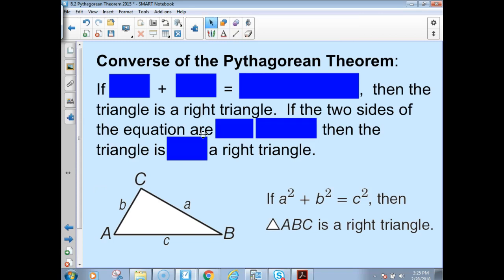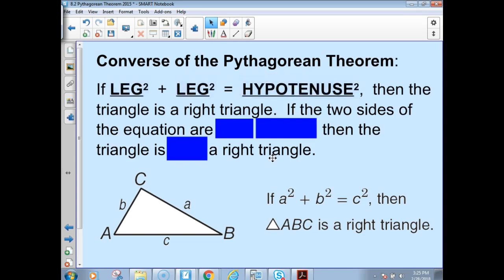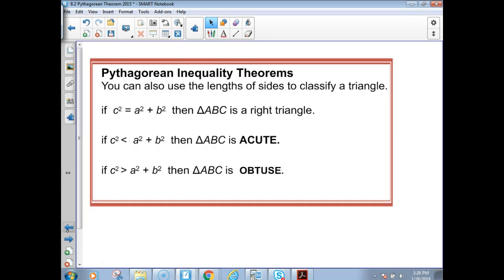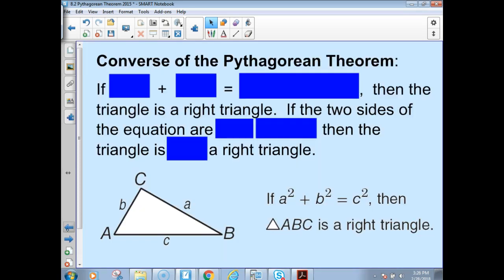Now I want to do a few examples with the converse. If the leg squared plus a leg squared equals the hypotenuse squared, you can write a squared plus b squared equals c squared if you want, then the triangle is a right triangle. If the two sides of the equation are not equal, then the triangle is not a right triangle. Okay, so did I go too fast?